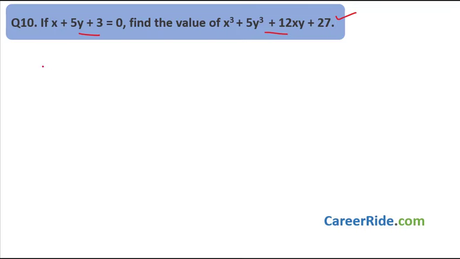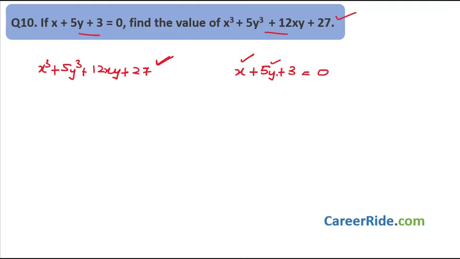So what is given to me? First of all, let us see what is asked. It is asked to find the value of x cube plus 5y cube plus 12xy plus 27, and it is given that x plus 5y plus 3 is equal to 0. One equation, two variables x and y. So I can assume the value of one of these variables. To make the calculations easier, I am assuming y to be 0 here. So what happens in this case? x plus 0 plus 3 is equal to 0, from the equation given to me. So x becomes minus 3.